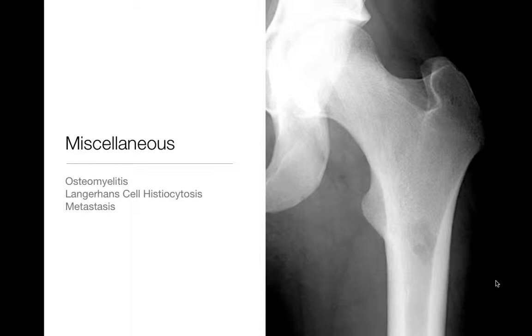Miscellaneous lesions include osteomyelitis, Langerhans cell histiocytosis, and metastasis, which we should put in there just as a side note. Mets are pretty rare in children, but obviously if they have some kind of malignancy such as a neuroblastoma or a Wilms tumor or something like that, they can have metastasis to the bones.